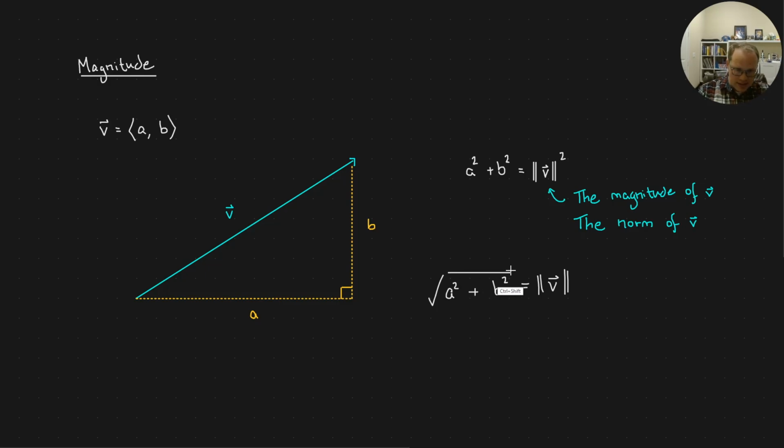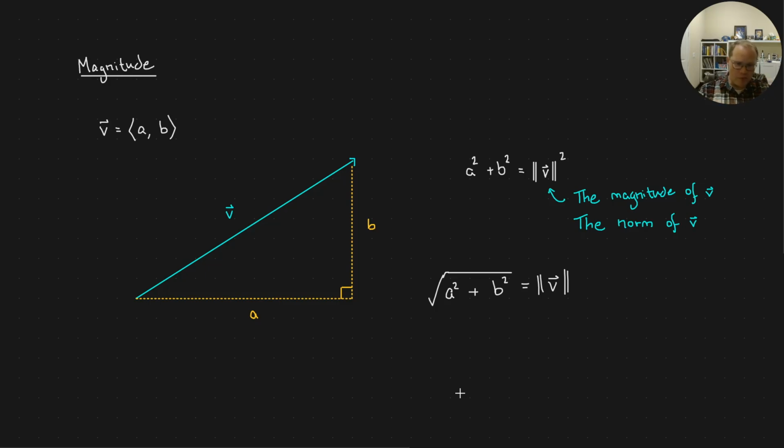And since it's a distance, we don't have to worry about the plus or minus. We know it'll be a plus. It's a distance. Okay? So this is the formula for finding the magnitude or the norm of a vector v. And it should look familiar. It's just the distance formula, right? And all it is the sum of the squares of the two components of the vector under a square root. And that's how you find the norm of a vector.